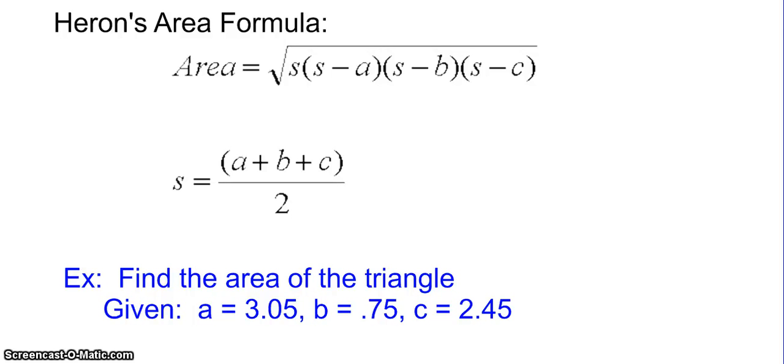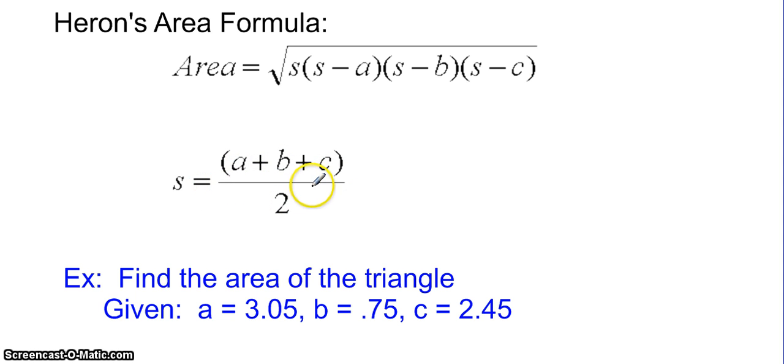Alright, so here we are with part 2 of day 2. So Heron's formula. You've seen this before. Area equals the square root of s times the quantity s minus a times the quantity s minus b times the quantity s minus c, where a, b, and c are the sides of the triangle, and s is a plus b plus c divided by 2.